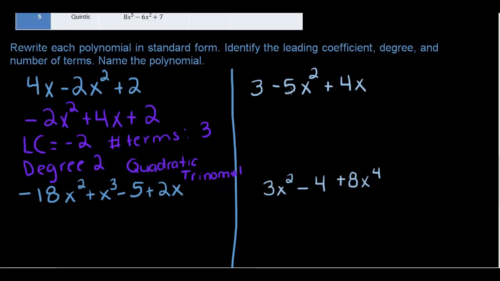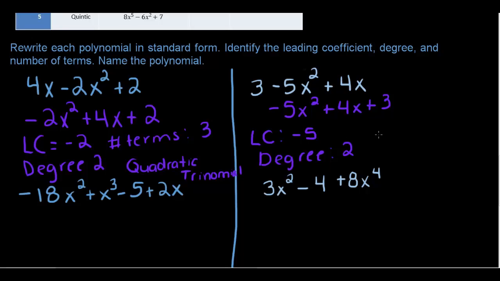So let's continue with this one. It has 3 terms. I'm going to take a look at the term with the highest degree, and this is the one. So that's the first term. It's going to be negative 5x squared plus 4x plus 3. So this is written already in its standard form. To find the leading coefficient, I take a look at the first term after it's been written in standard form, and that's the coefficient, negative 5. The degree is going to be 2, again, just by looking at the first term. Number of terms, 3, just like on the other one. And then I'm going to name it. It's going to be just like the previous one. It is a quadratic trinomial.